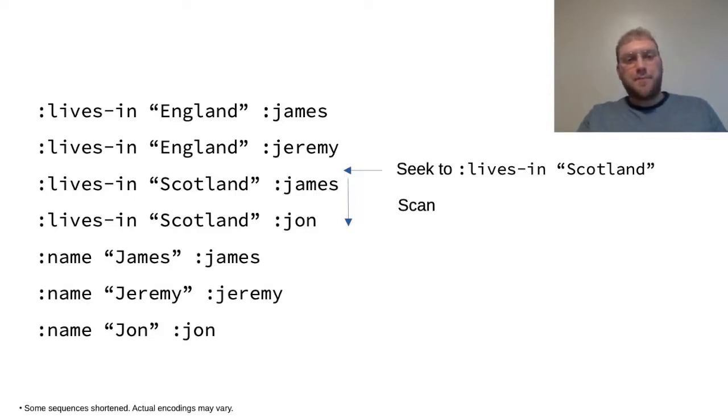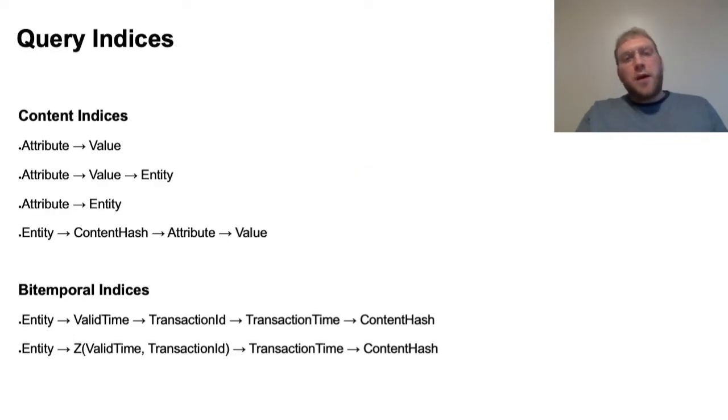So, John talked earlier about the unbundling of Crux. In this case, for the query indices, we're looking for an underlying storage provider that supports both fast seek to a key and then fast scan from that key. We also keep other content indices with various different variable orders to help out in the query engine. The bitemporal indices are ordered first by the entity ID and then by the bitemporal coordinates. The values in the KV for that contain the content hash of the entity at that time.